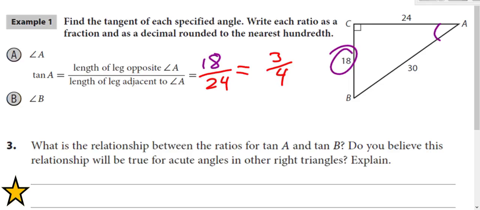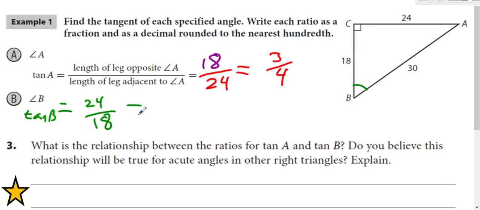For angle B, now you're changing the reference. So whatever you had, you have to either ignore or erase now. Now we're looking at angle B. If you imagine a wave shooting out towards the other side, that's the opposite side, 24, over the adjacent side, between the angle and the right angle, that's 18. Again, you can reduce that, divide by 6, you get 4/3.